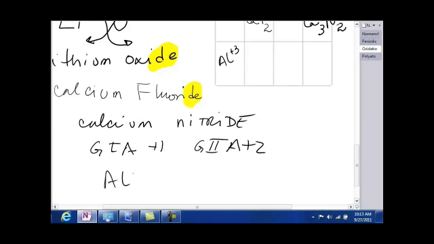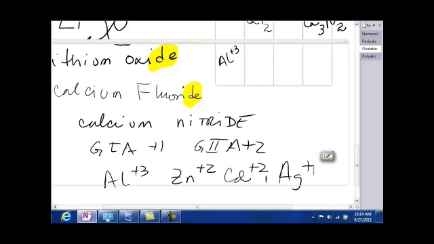And then I had a few others. Aluminum, which was a +3. Who else did I have? Zinc, which was a +2. Who else? Cadmium, which was a +2. And who else? Silver. Okay, so these guys never change. These guys, forever and ever, stay the same.